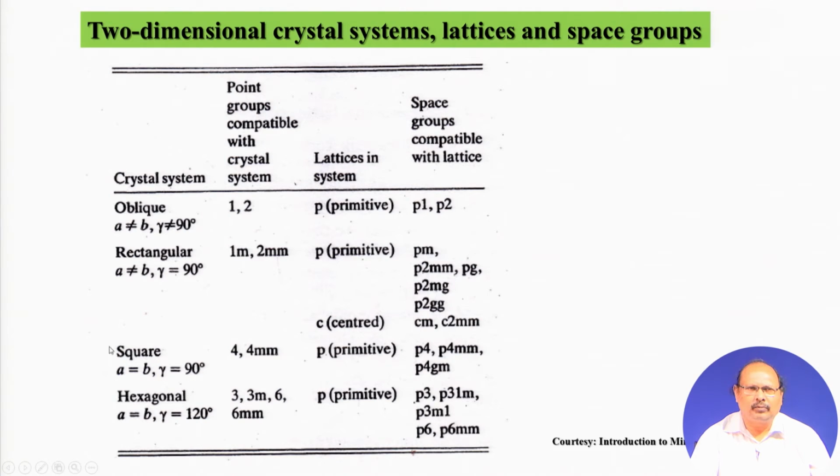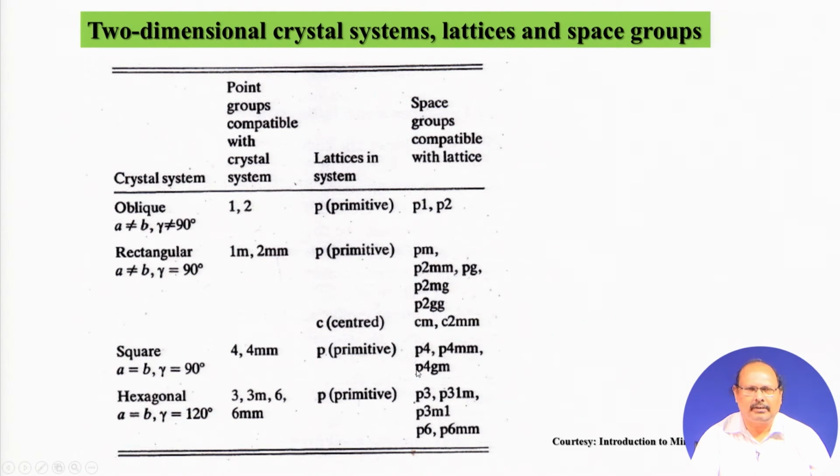Let us now come to the square lattice, square plane lattice. In this case, as we have seen, A is equal to B and gamma is equal to 90 degrees. So, we have two point groups of symmetry which can be present with the square lattice. One is simple four-fold axis symmetry and the other is 4 mm. And you have only primitive lattice here. So, P combines with 4. So, we have simple P 4, and P combines with 4 mm, we have P 4 mm.